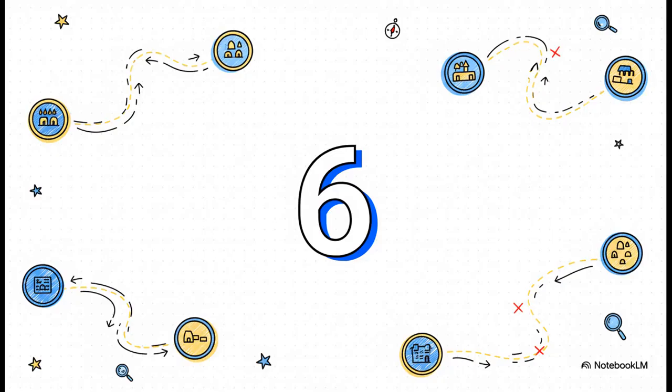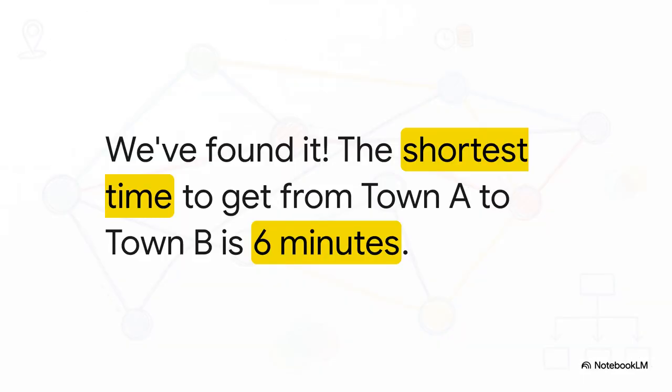We are so close. Let's see what we can do from Town E, which we've now locked in at a cost of 4 minutes. There's a road straight to our destination, Town B, that takes 2 minutes. That gives us a new total travel time of 4 plus 2, which is 6 minutes. Our old estimate for B was 8, so this is a huge improvement. Let's make that final critical update. And there it is. We look at our list of remaining unexplored towns, and Town B is now the cheapest at 6 minutes. And since B is our destination, we can stop. We've done it. We've found our answer. The fastest possible route from Town A to Town B is exactly 6 minutes.